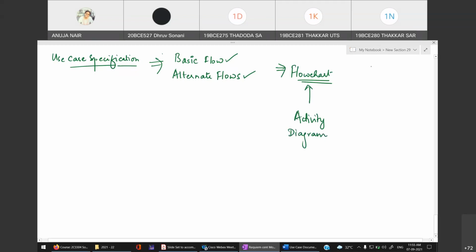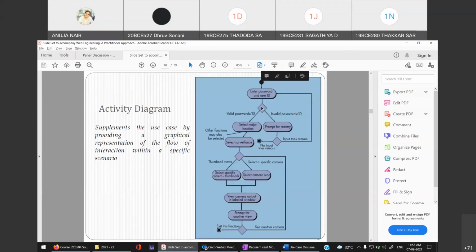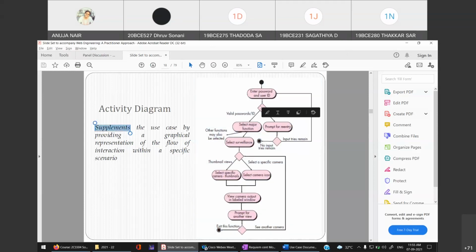Okay, so here if you see, you are starting, then you write enter username and password, right? Of course you know that a diamond represents a condition, so you are checking the condition. You can write inside it as well, correct or incorrect password. If it is a correct password and ID, what task is supposed to be done? If it is invalid, what task is supposed to be done? So the entire basic flow and alternate flow that you have written as part of your use case specification, you now need to just convert into the form of a flowchart, which is called your activity diagram.